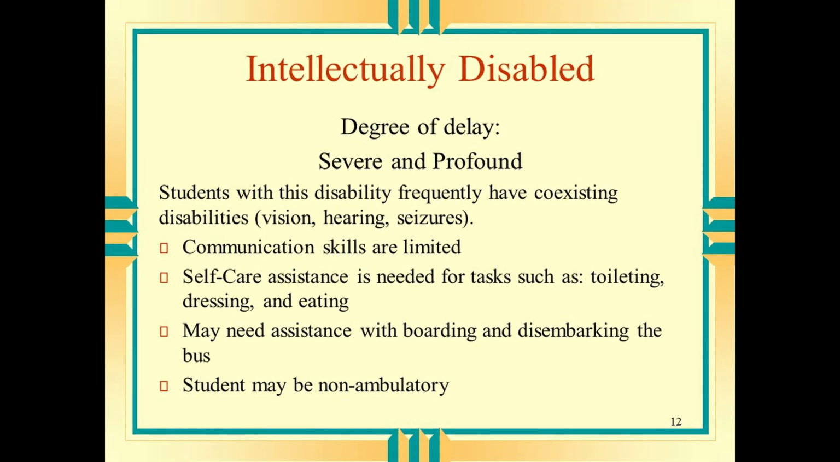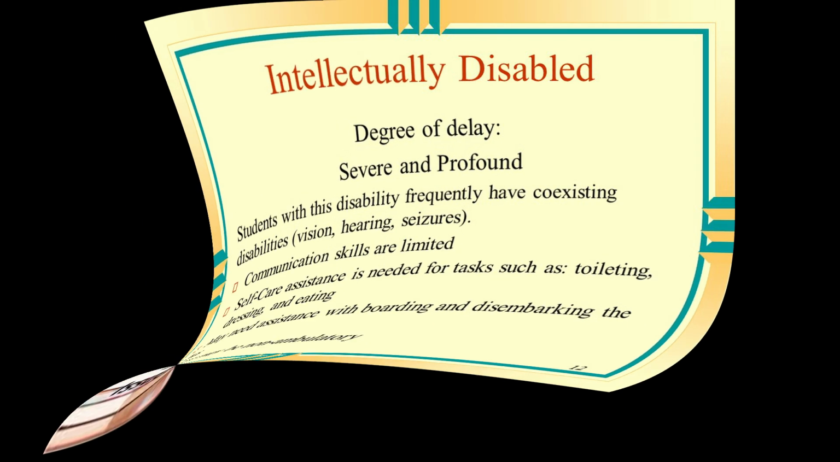Severe and profound is the last degree. Students in this group frequently have coexisting disabilities: vision, hearing, seizures, etc. Communication skills are limited, and self-care assistance is needed for tasks such as toileting, dressing, and eating. Assistance will be needed when boarding and disembarking the bus, as well as frequent monitoring during the bus ride. This disability can cause the student to be non-ambulatory.